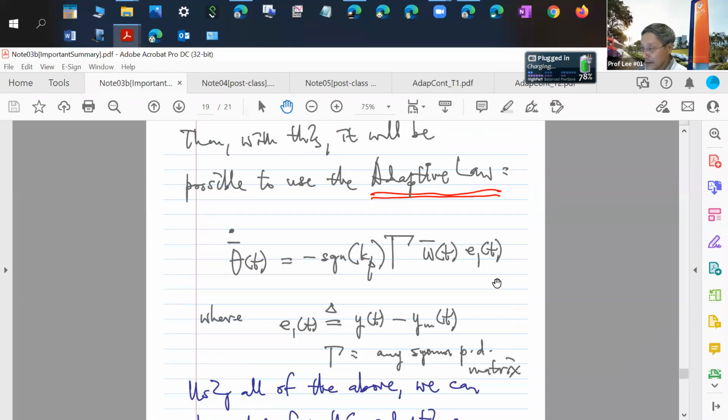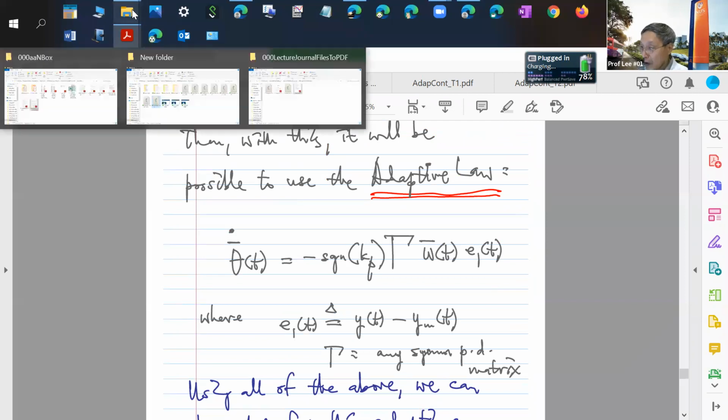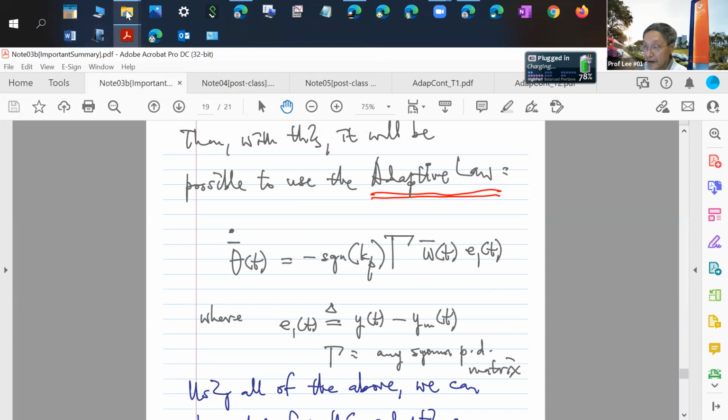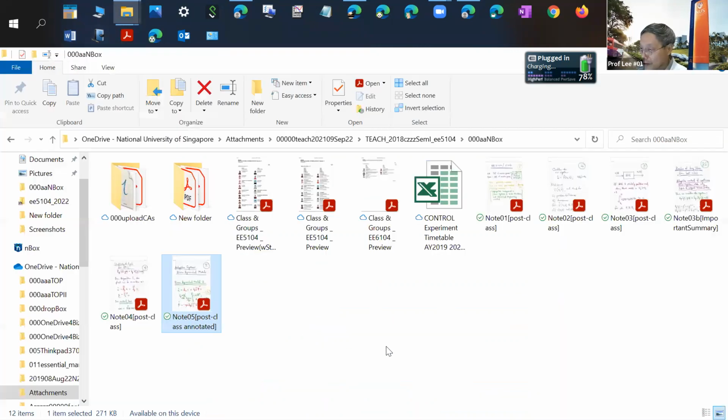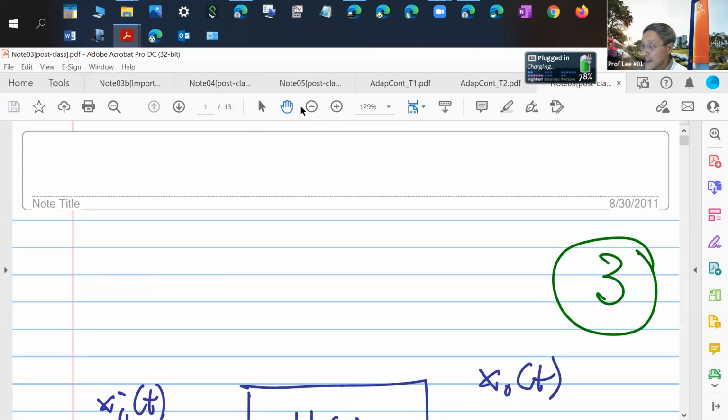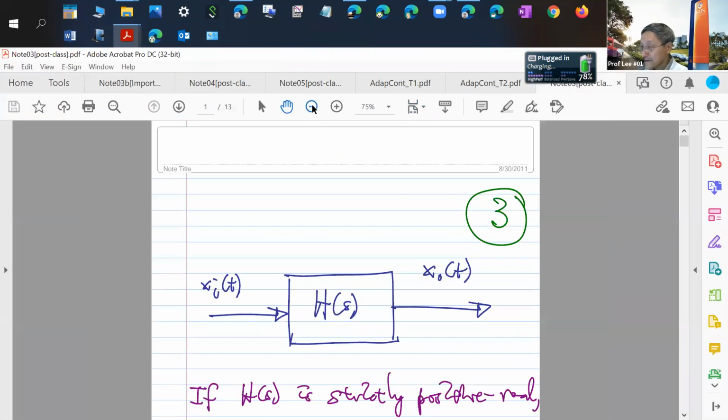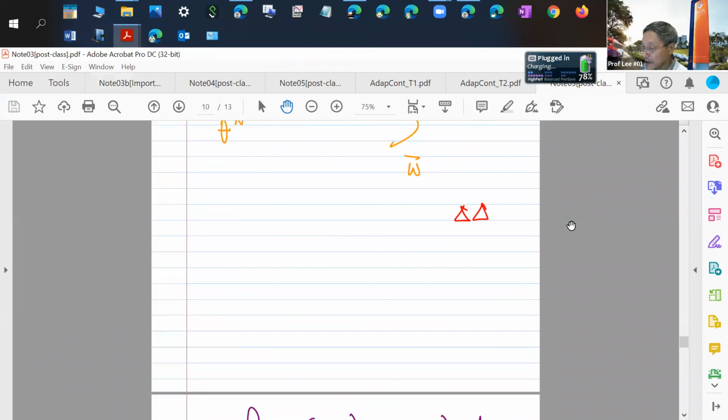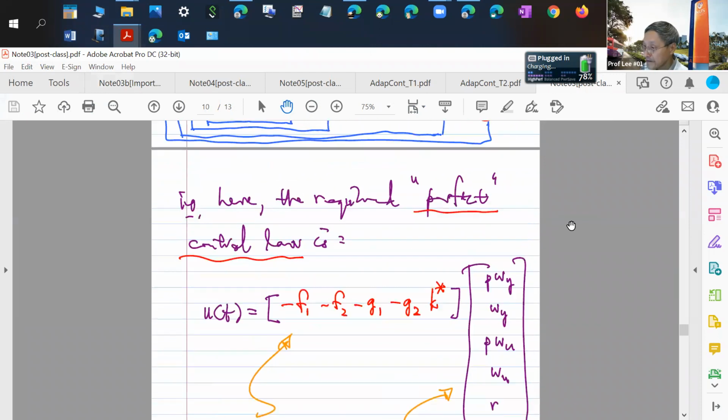So it turns out the adaptive law will be like this. Maybe let me back off a bit more, and go back to exactly how we had set all these things up. So remember, we had set all these things up. It's exactly the same, right?